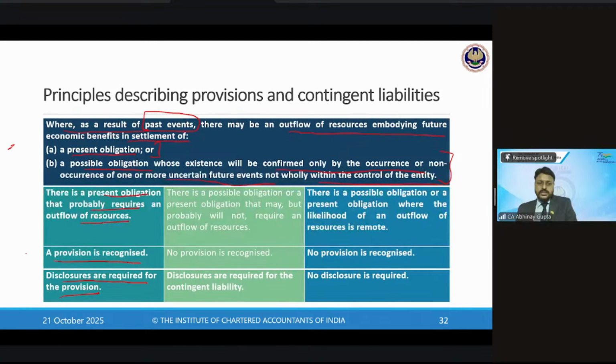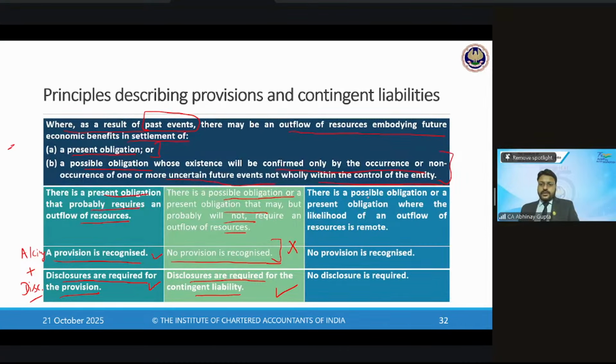Clear? So two actions: accounting plus disclosure. If there is not a present obligation and there is a possible obligation, or a present obligation that may or probably not require outflow of resources, then in that case provision will not be recognized. At least this is sure shot, right? But disclosures are required for these contingent liabilities. So in the case of accounting, nothing is required, but disclosure is required. Here, both accounting as well as disclosure is required.